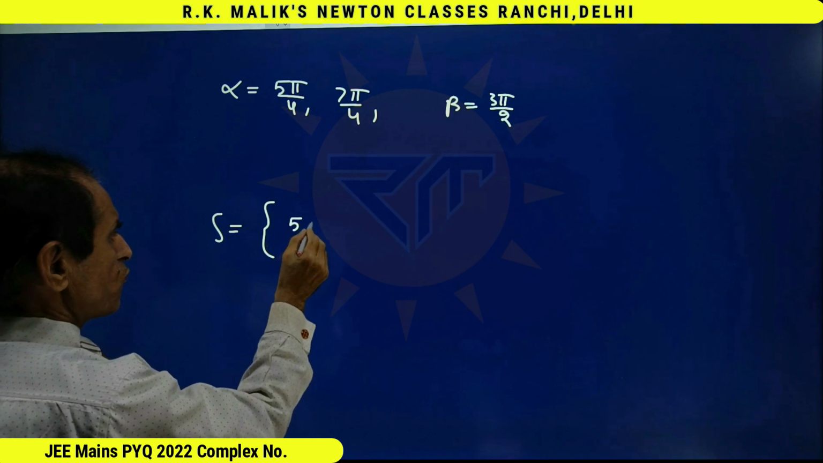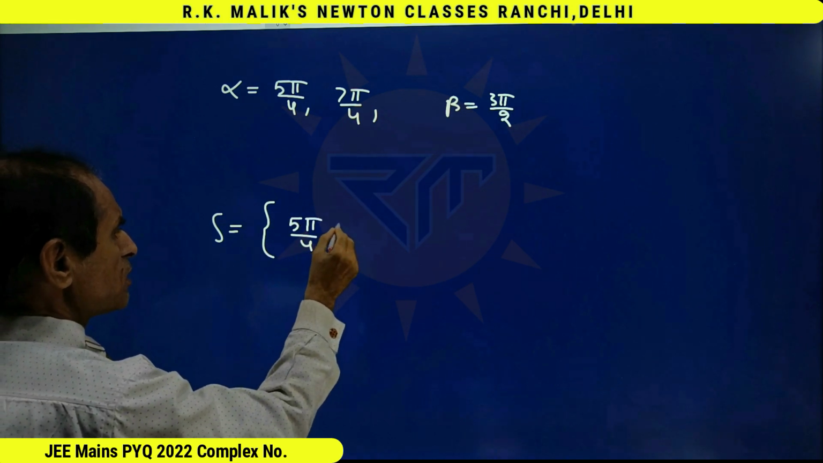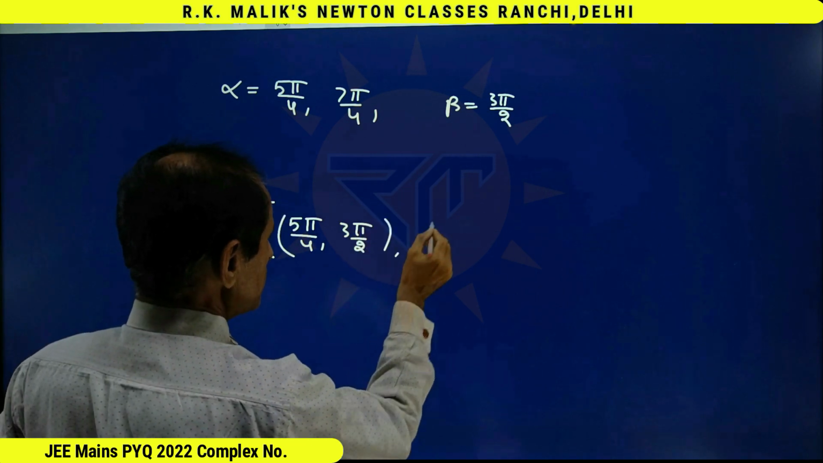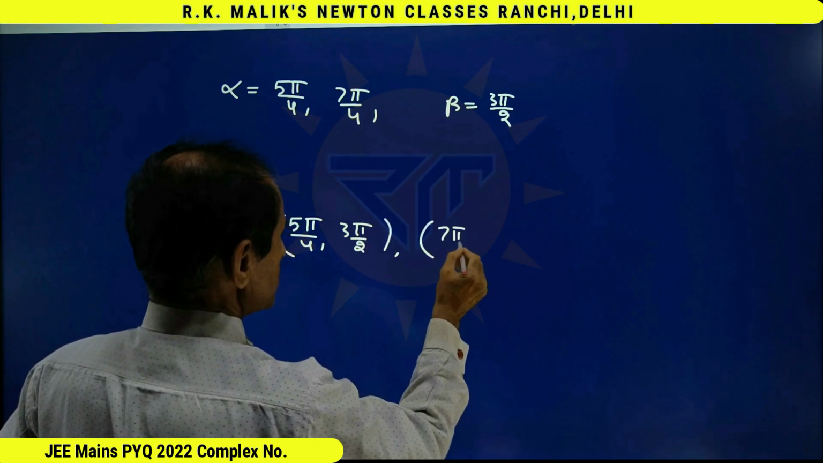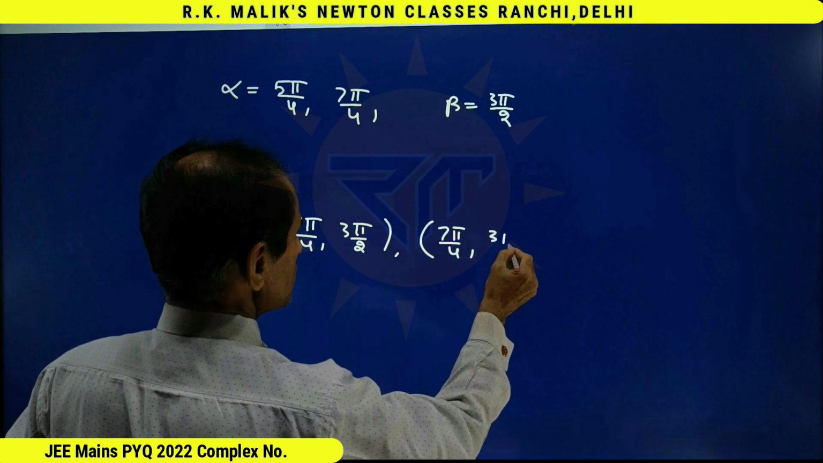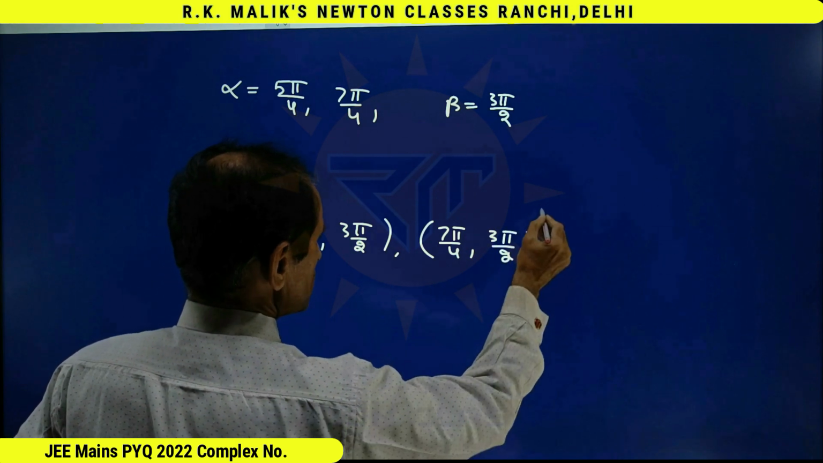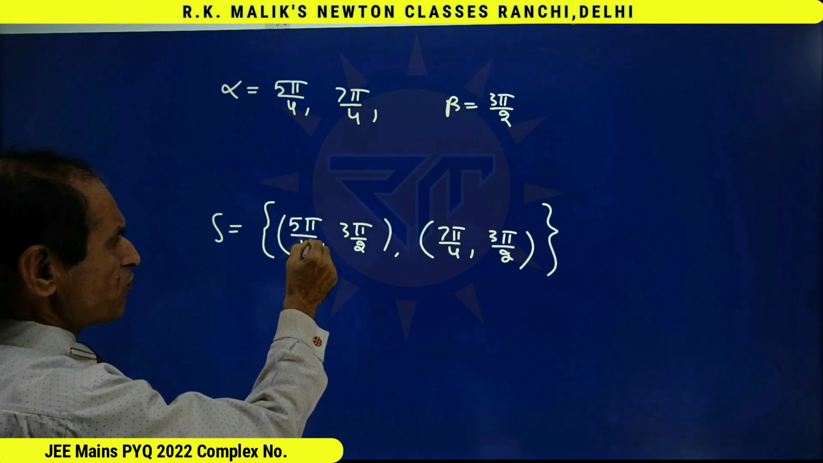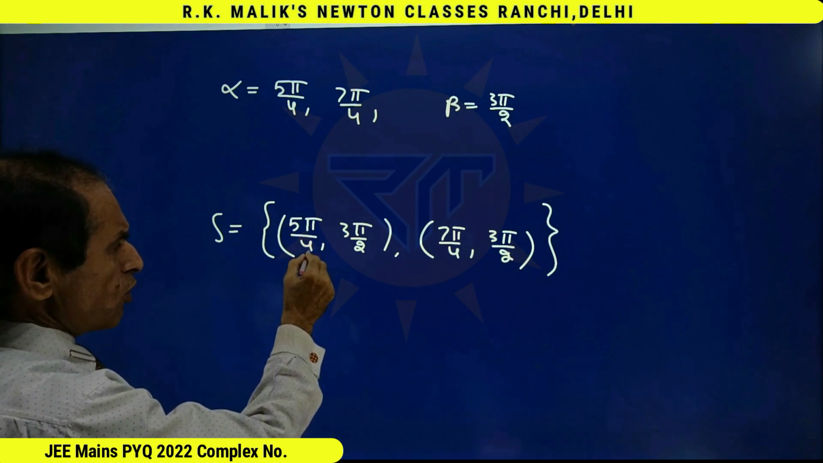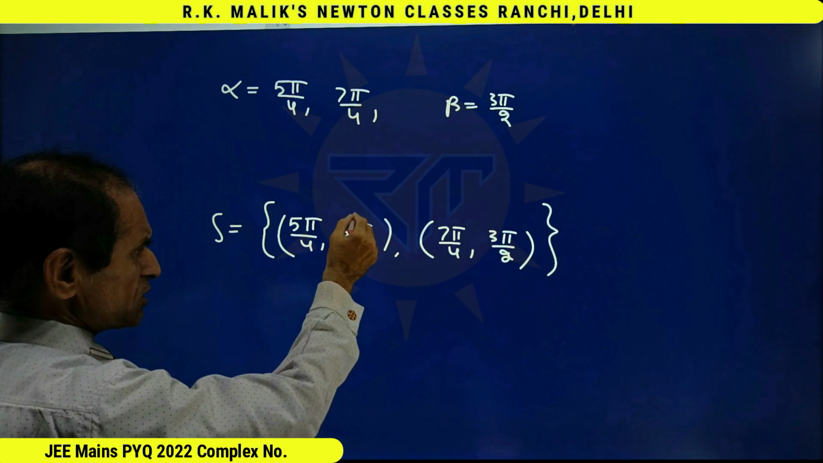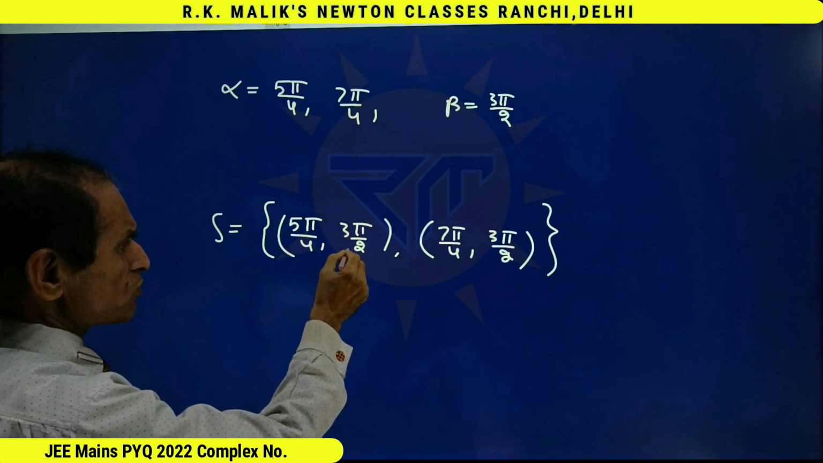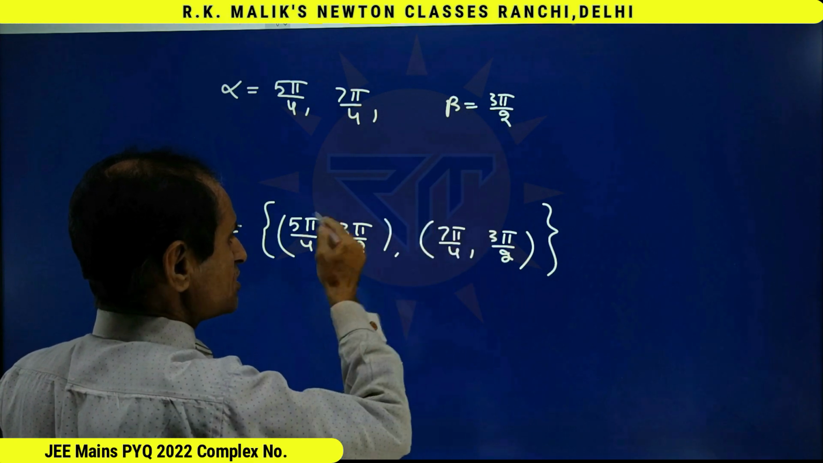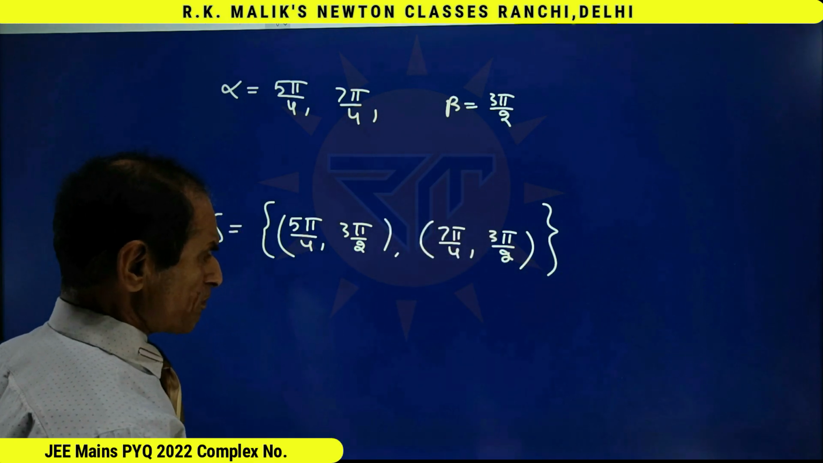And because S is a set of all the ordered pairs (alpha, beta), hence S will become (5 pi by 4, 3 pi by 2) and (7 pi by 4, 3 pi by 2), because the first place is to be filled by all possible values of alpha, the second place is to be filled by all possible values of beta. Had beta got two values, then there would be 4 ordered pairs.